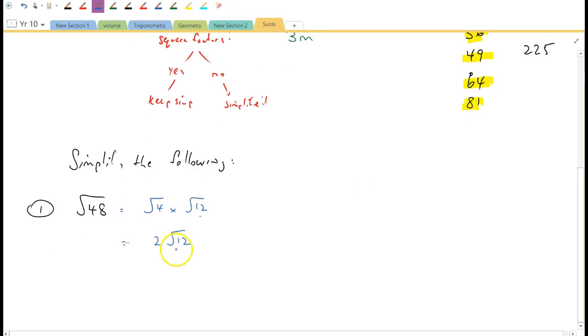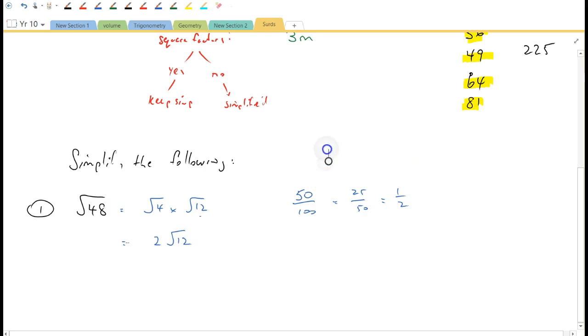Because if I stop there, I've sort of simplified, but I haven't simplified it fully. For example, if I said simplify 50 over 100, and you said, well, that's equal to 25 over 50, yes, you've simplified, but have you simplified completely? No, you have not. You've got to keep going until you've simplified completely.